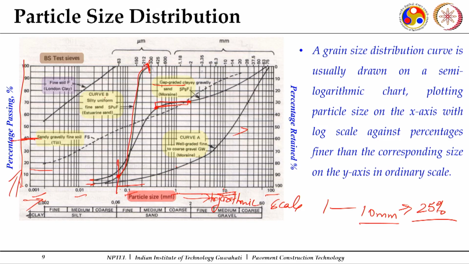So, this is a uniform graded soil, and along with it, on the basis of sizes, I can say it is a silty soil, or a sandy soil, or a clay soil. So, this gradation curve gives me an idea whether it is well graded, uniform graded, or gap graded.